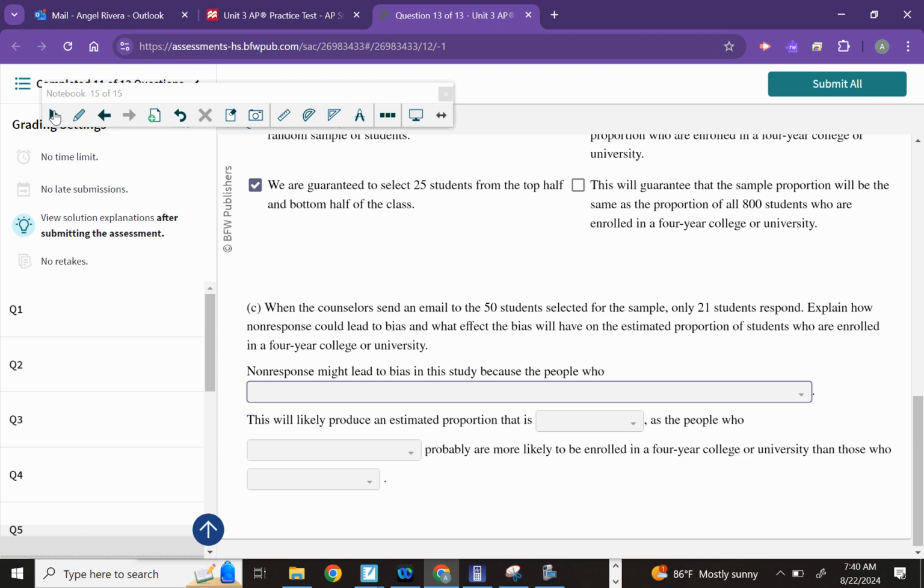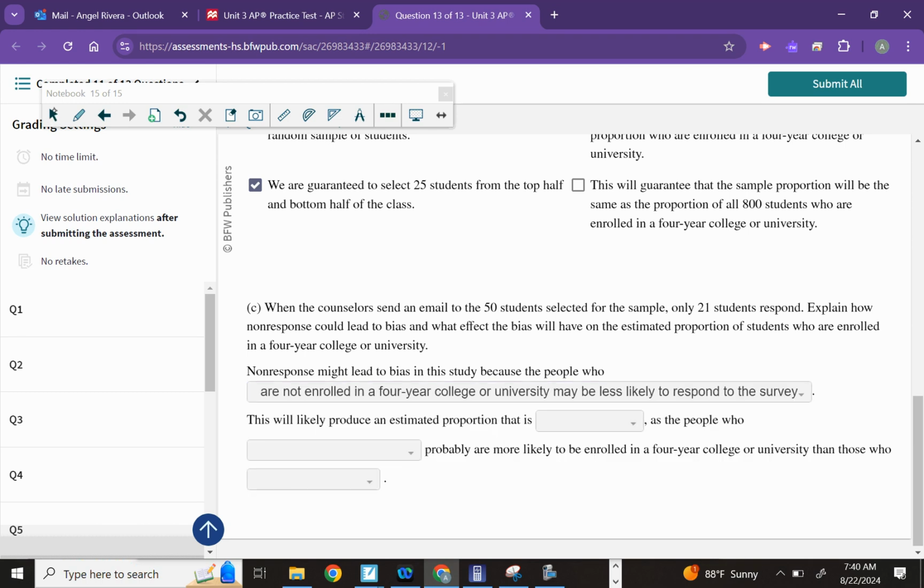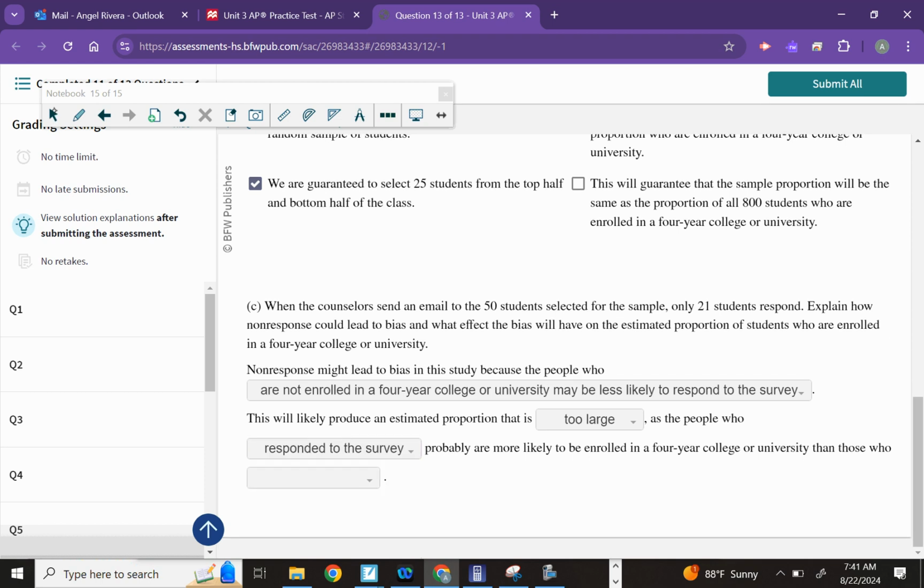Non-response bias might lead to problems because the people who are not selected, no, the people who are not enrolled in a four-year college may be less likely to respond to this survey. That's just because, maybe they just don't care, versus someone who is enrolled might be excited to share, yeah, I'm going to this college. This will likely produce an estimated proportion that is too large because we would have more people saying yes, they're going to a college. So it's an overestimate, as the people who respond to the survey are probably more likely to be enrolled in a four-year college or university than those who did not respond.